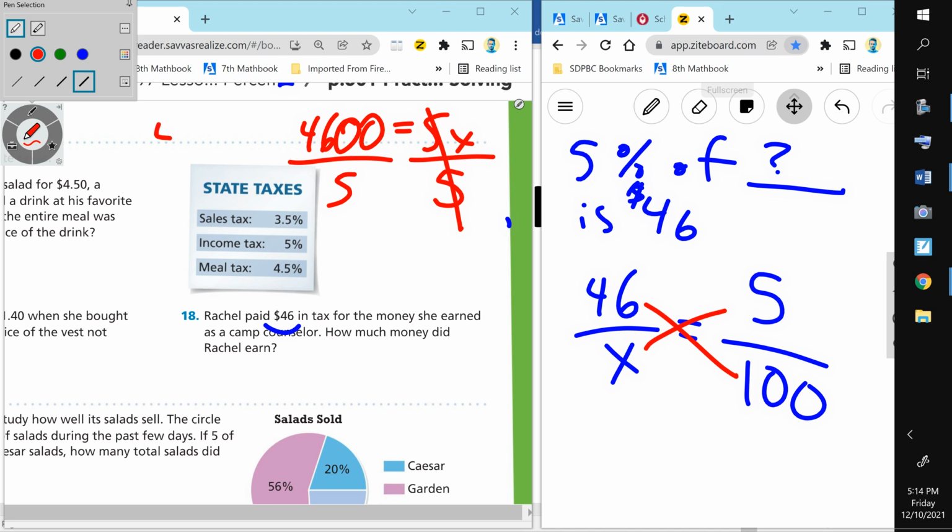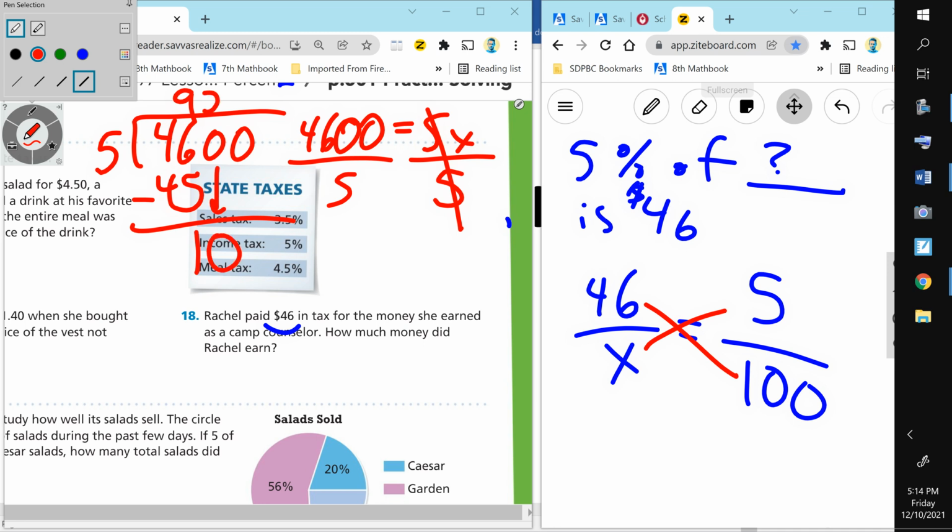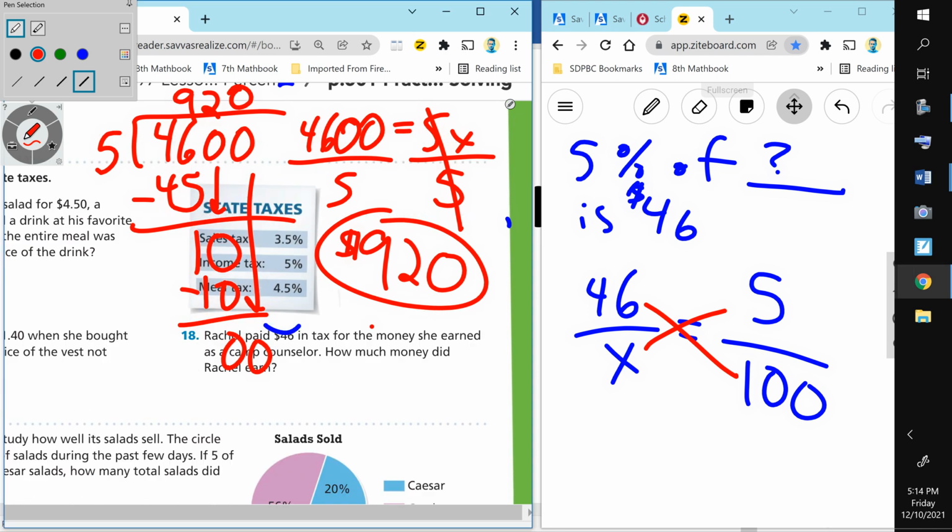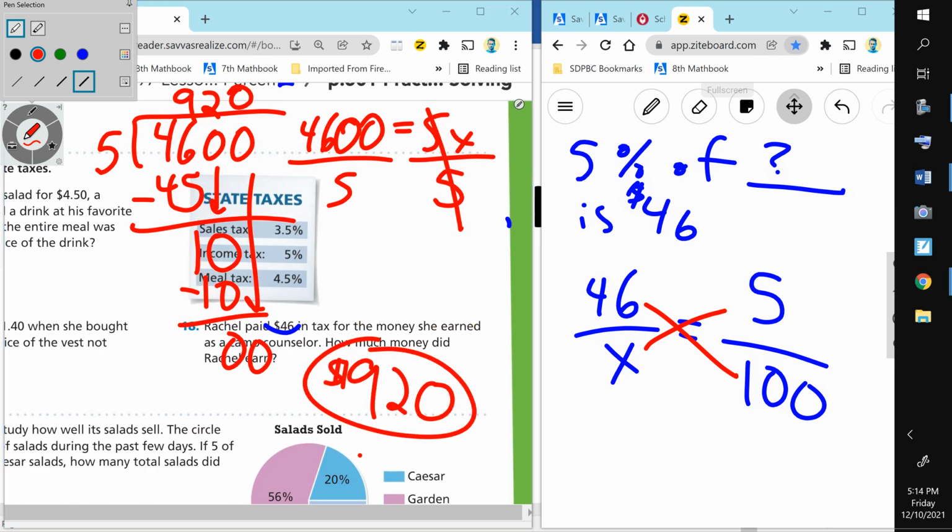We do 4600 with a 5 here. That's going to be a 9. Bring the 0 down, 5 goes into 10 twice. Bring a 0 down, 5 goes into 0 times. So she made $920. She earned $920 as a camp counselor.